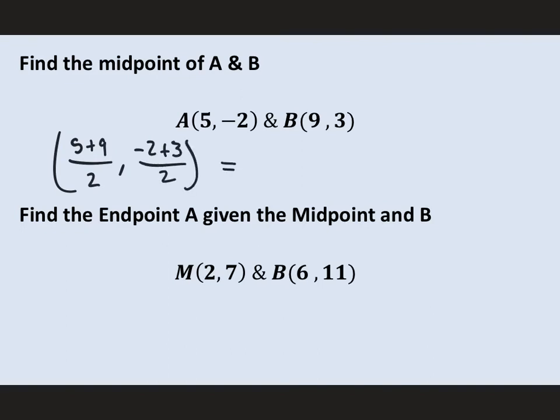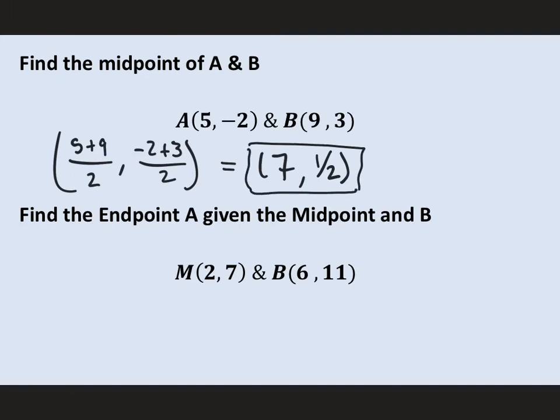We'll simplify those two expressions down. 5 plus 9 is 14. 14 divided by 2 is 7. And then negative 2 plus 3 is 1. 1 divided by 2, you could write 0.5 if you want, but I prefer to just leave stuff in fraction form, so 1/2. So our middle point, the point in the middle of A and B here, is 7, 1/2.